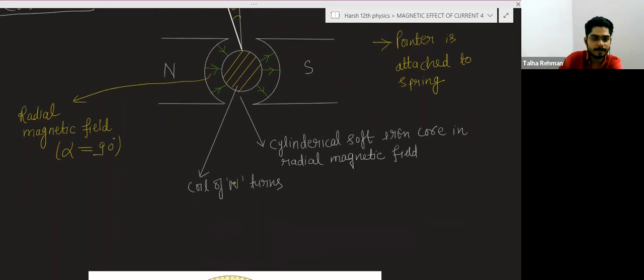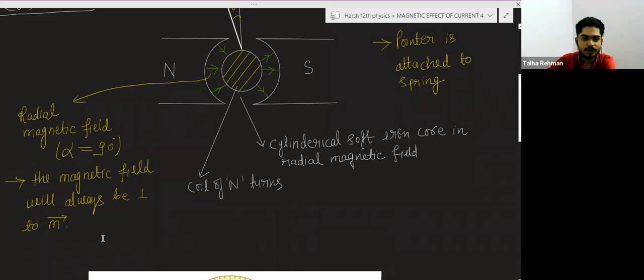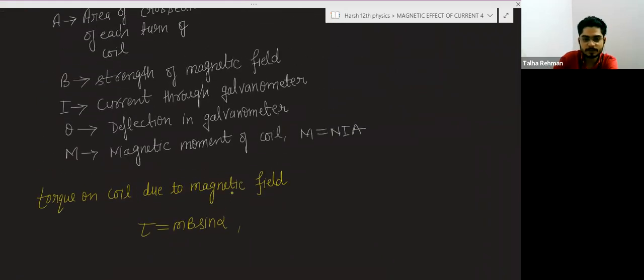You can say here the magnetic field will always be perpendicular to the magnetic moment, always, for the radial magnetic field. So what is the value of alpha? 90. Yes, alpha is equal to 90. We will put that.